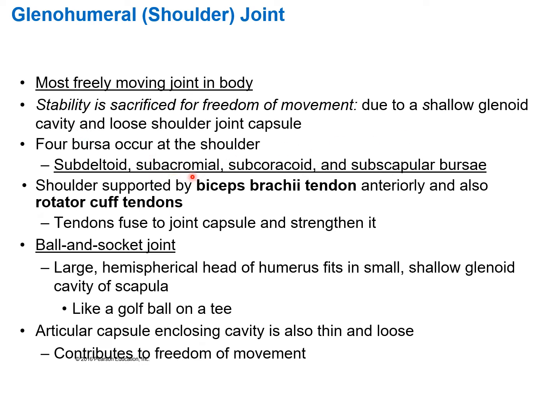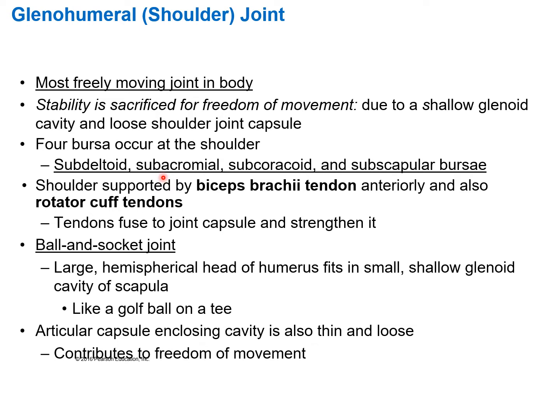So some bursae, like with the knee joint, remember there were some bursae there that I asked that you know. I would like you to know a few of the bursae associated with the shoulder joint. All right, so subdeltoid. Deltoid is a muscle that you will learn later on. The deltoid is a large muscle that basically blankets the whole shoulder area. And so we have a bursa called the subdeltoid, meaning this bursa exists underneath the deltoid. Sub means underneath.